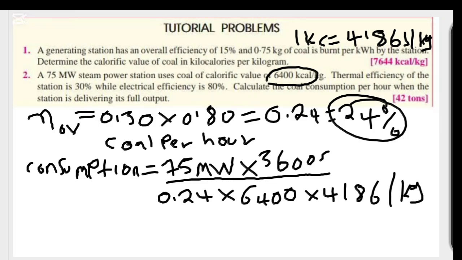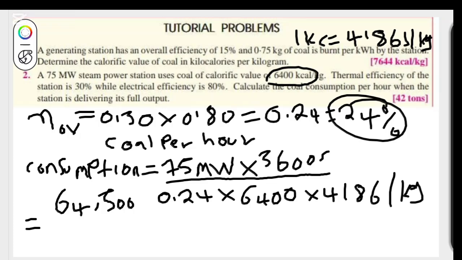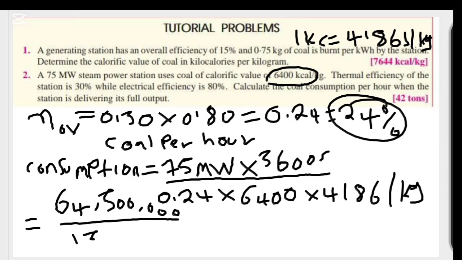After calculating everything, it will now be equal to the numerator, which is 464,500 million. Then I have to divide it by 1536. Mega is 10 raised to the power of 6.